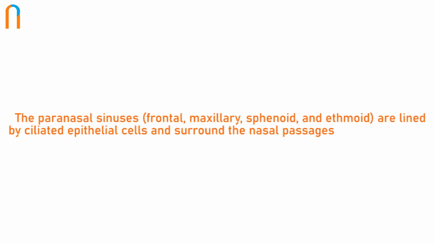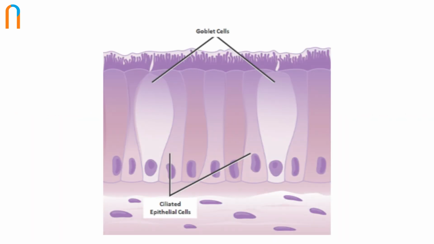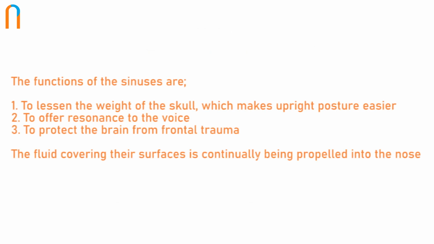The paranasal sinuses, frontal, maxillary, sphenoid, and ethmoid, are lined by ciliated epithelial cells and surround the nasal passages. The cilia facilitate the movement of mucus from the upper airways and clear the main nasal passages approximately every 15 minutes. The functions of the sinuses are, first, to lessen the weight of the skull, which makes upright posture easier. Second, to offer resonance to the voice. And third, to protect the brain from frontal trauma.